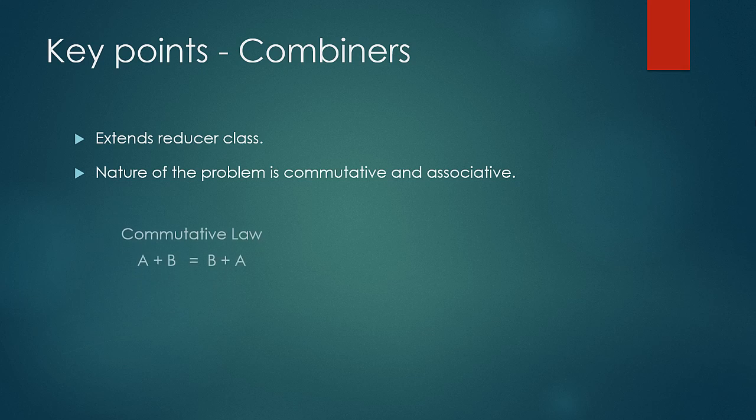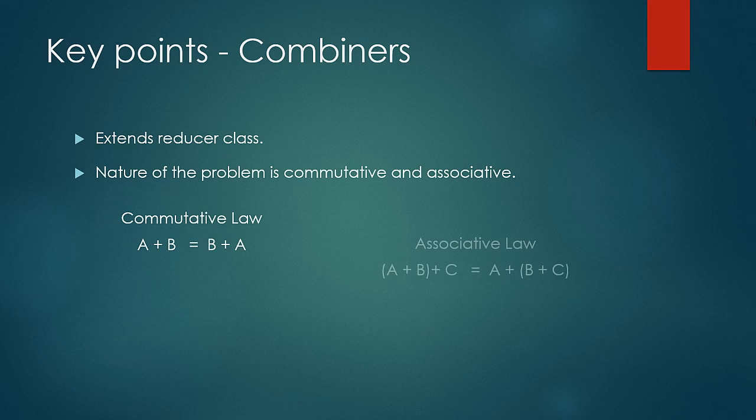Commutative law is A plus B is equal to B plus A. This means we can swap the operands and yet get the same result of the same operation. Associative law is A plus B plus C with A plus B grouped together would be equal to A plus B plus C with B plus C grouped together. This means that even if the grouping of operands is changed, the result is the same.